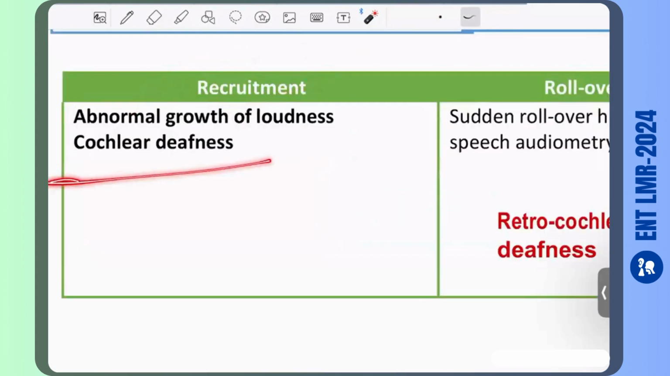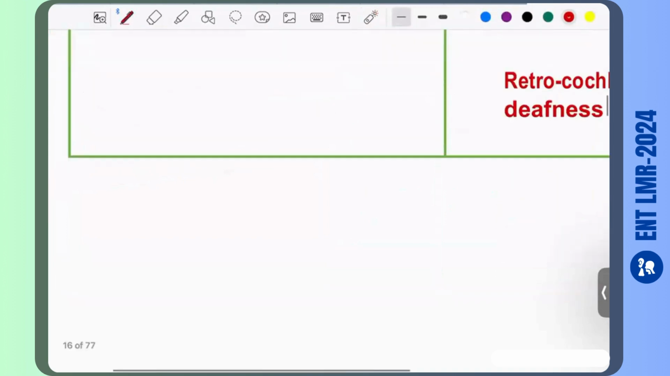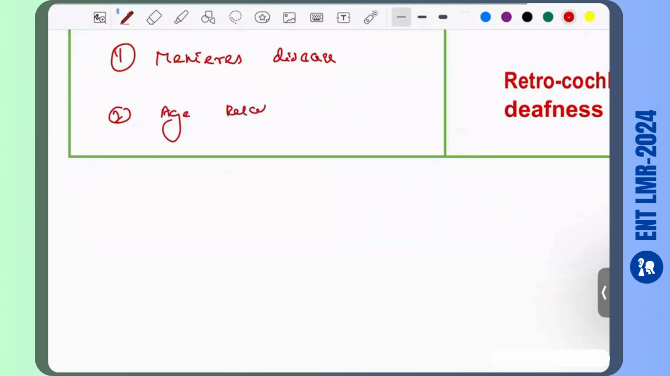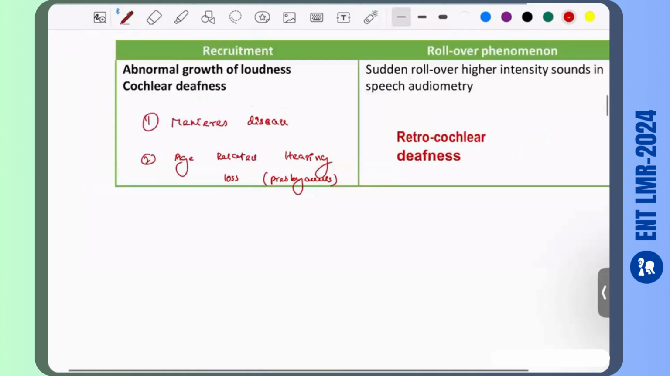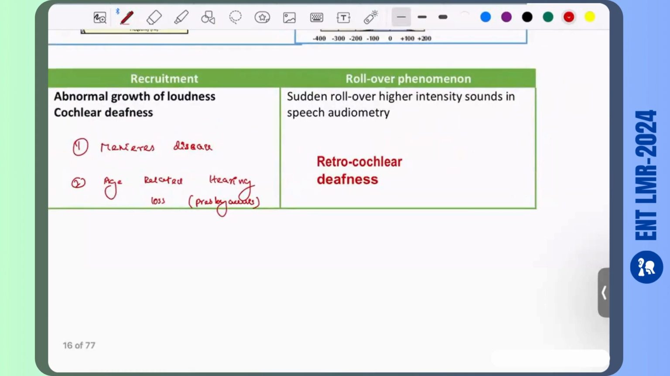It is seen in cochlear deafness. If there is some pathology over the cochlea, like Meniere's disease, age-related hearing loss, presbycusis, this is called recruitment phenomenon.